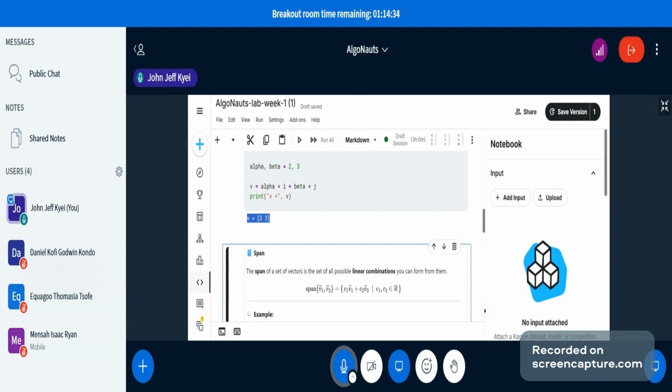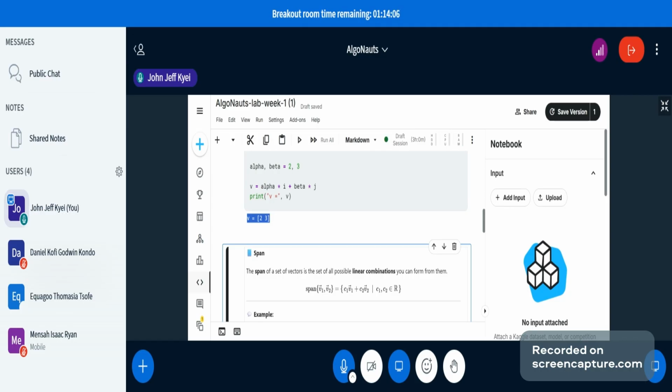And this leads us to the concept of span. The span of a set of vectors is just the set of all the possible linear combinations of the vectors. It's representing the entire space that can be reached or generated by combining these vectors. There are about five types of spans.